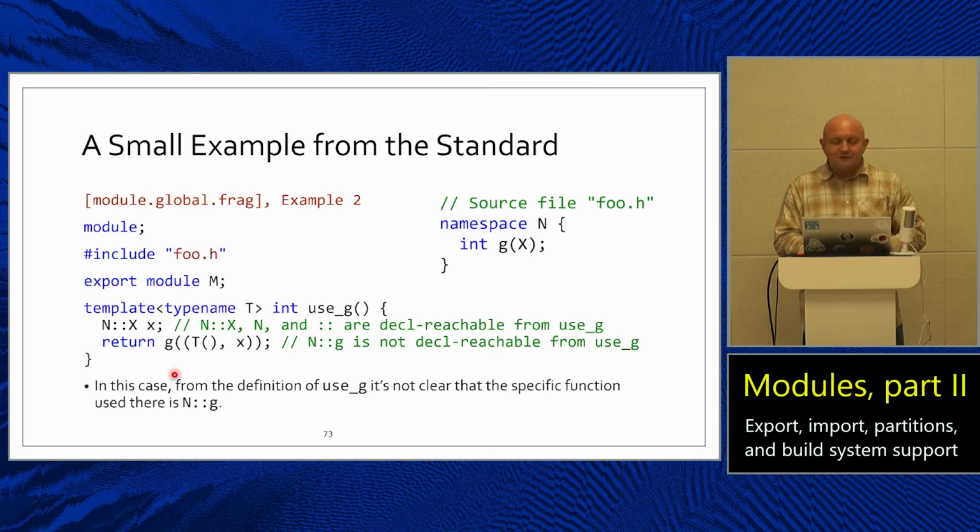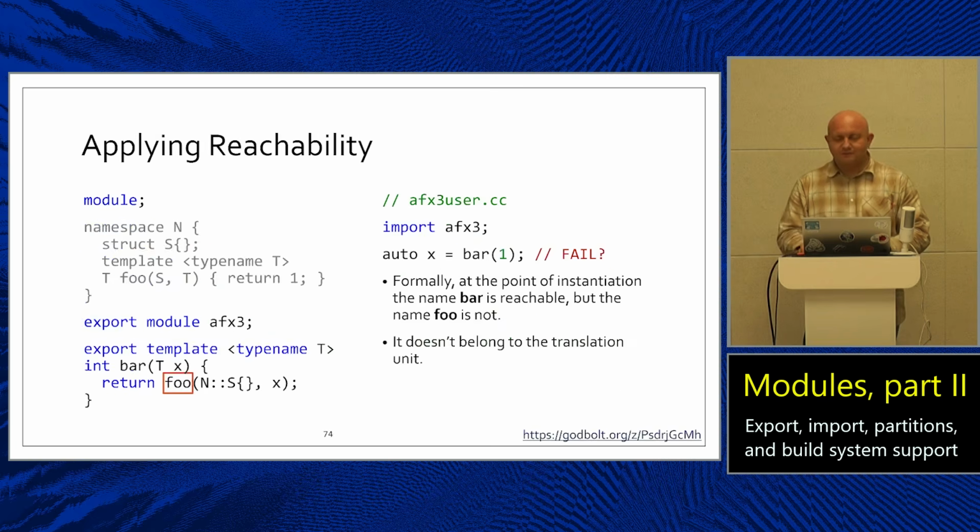But N::g is not decl-reachable here. Why? Because from this definition alone, we can't yet tell that the function g being called actually refers to N::g. That only becomes clear later during instantiation and two-phase lookup. So in this example, g simply isn't reachable at this stage.